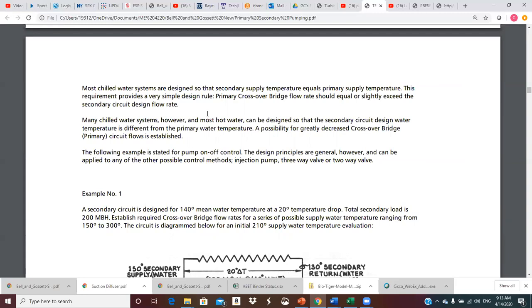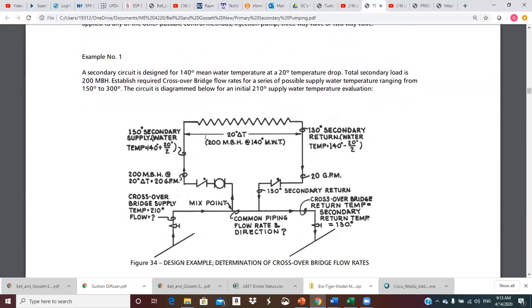The following example is stated for pump on-off control. The design principles are general and can be applied to any of the other possible control methods that we've talked about briefly, such as an injection pump, three-way valves, or two-way valves. So let's plunge on into example number 1 here. And you might want to get your calculator out so we can verify some of these numbers. It's going to take a couple of minutes to talk our way through all of this.